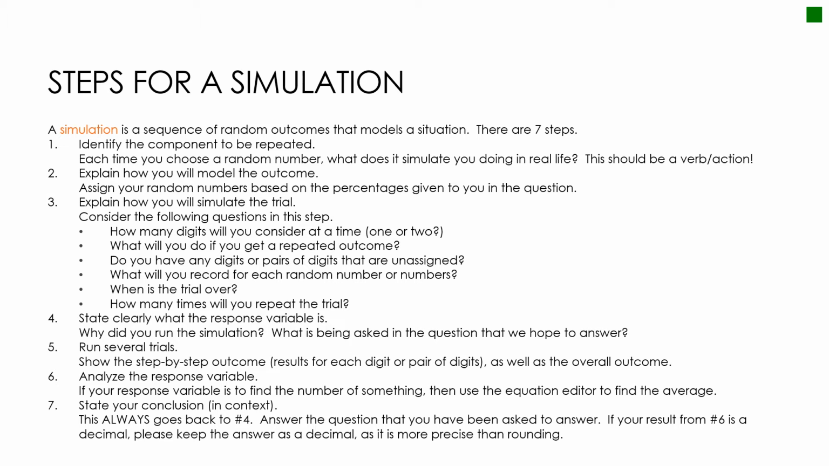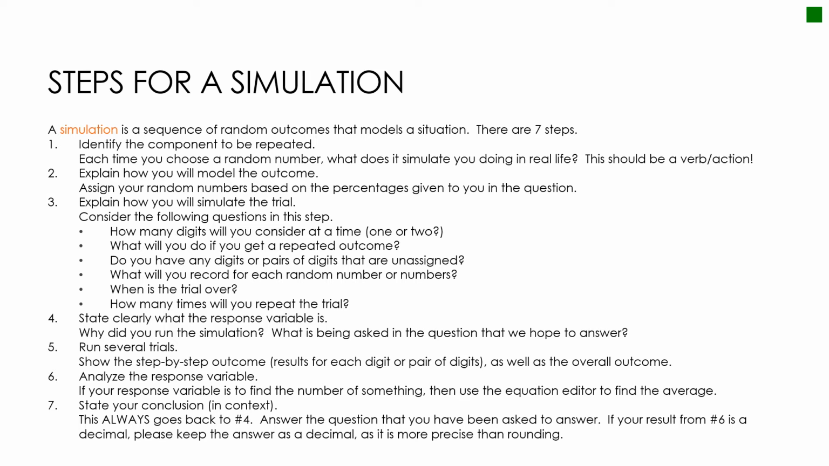4 says state clearly what the response variable is, and essentially it's saying, why are we running the simulation? What question was asked that we are trying to answer using the simulation? That is the response variable. Then we're going to run several trials. So we're going to show the step-by-step outcome, which means the result for each digit or pair of digits, as well as the overall outcome. So when I was looking at M&Ms, I recorded blue, green, yellow, blue, blue, etc. That's the step-by-step. The overall outcome would be, say, it took 10 M&Ms to get one of each color, etc.